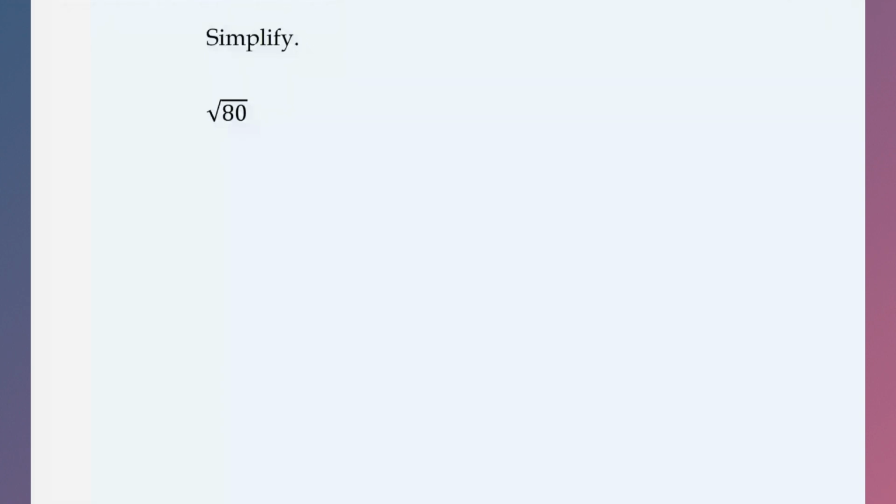Today we're going to be simplifying a radical. Today we have the square root of 80. Anytime we do a simplifying radical, we are going to create a factor tree. So we're going to start with any two numbers that multiply to whatever is inside of our radical and make a tree down to all the prime numbers.